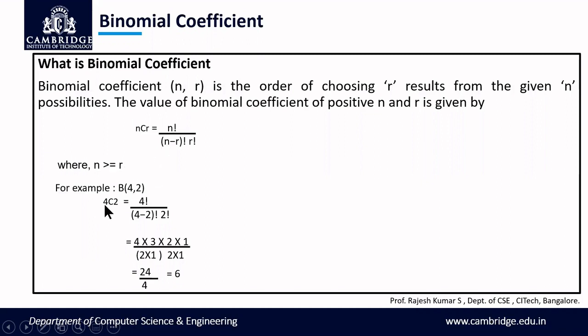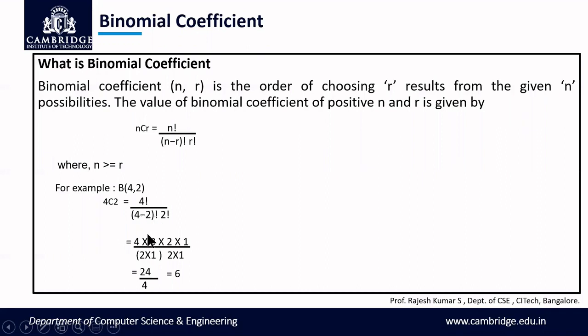When we substitute the n value and r value in the formula, 4C2 is equal to 4 factorial divided by (4 minus 2) factorial into 2 factorial. Now we have to find the factorial for the numerator as well as the denominator. Now 4 factorial, what is 4 factorial? As we know, 4 factorial is nothing but 4 into 3 into 2 into 1. Next in the denominator, 4 minus 2. What is 4 minus 2? 4 minus 2 is 2.